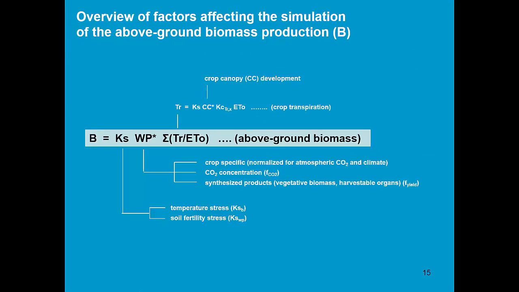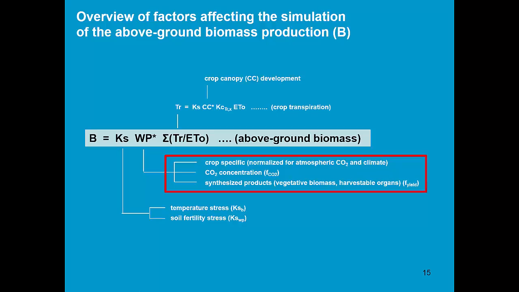This slide gives an overview of the factors affecting the simulation of the above-ground biomass. Step 1, we calculate canopy cover. Since we know canopy cover, we can calculate transpiration in step 2. In step 3, the biomass production is given by this equation. Biomass production is proportional to the cumulative sum of the transpiration corrected for ET0. The proportional factor is the normalized biomass water productivity, which is crop specific.